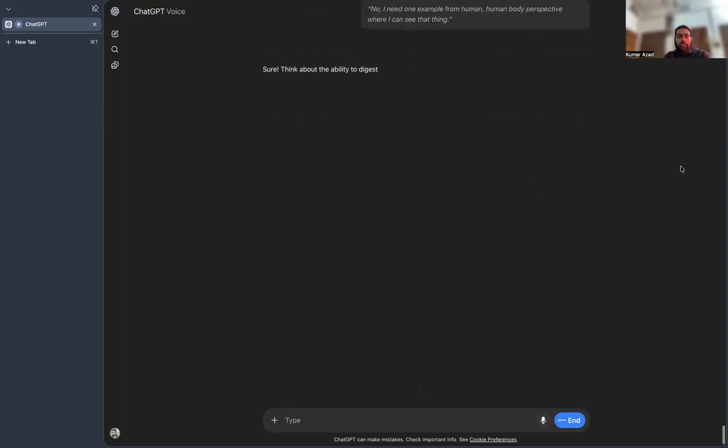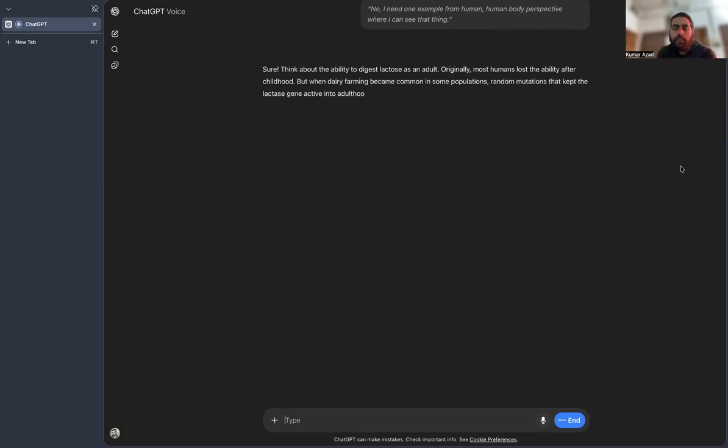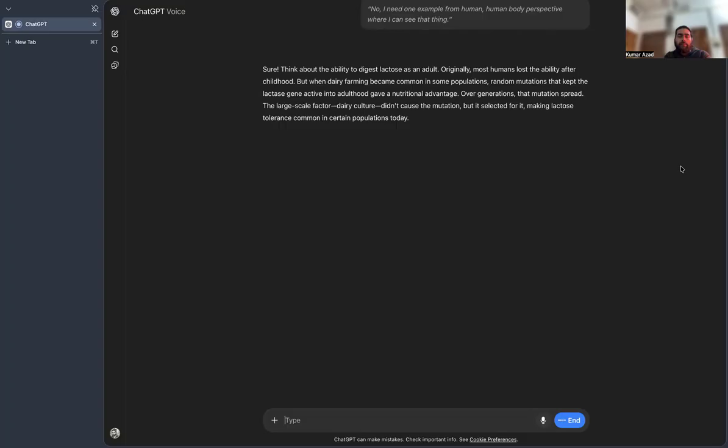Sure. Think about the ability to digest lactose as an adult. Originally, most humans lost the ability after childhood. But when dairy farming became common in some populations, random mutations that kept the lactase gene active into adulthood gave a nutritional advantage. Over generations, that mutation spread. The large scale factor, dairy culture, didn't cause the mutation, but it selected for it, making lactose tolerance common in certain populations today.